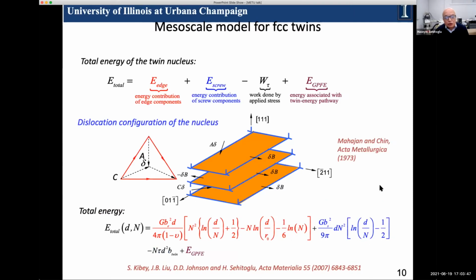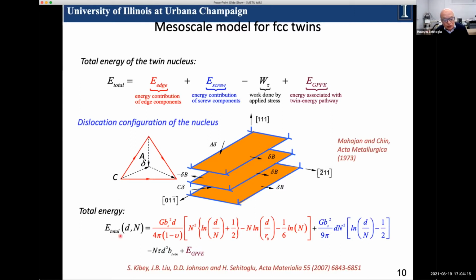And then, of course, we want to determine the twinning stress. We have dislocations bounding the twin here. And so there are the edge and screw components. These are the dislocation energies, strain energies associated with dislocations. This is work done by the applied stress. And GPFE is the energy associated with the twin energy pathway. That's the integral of the energy paths that we discussed here.